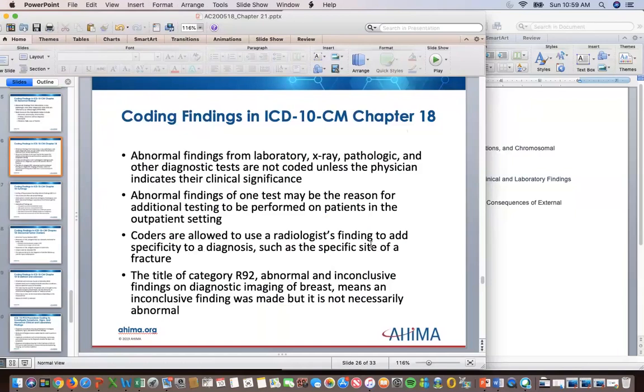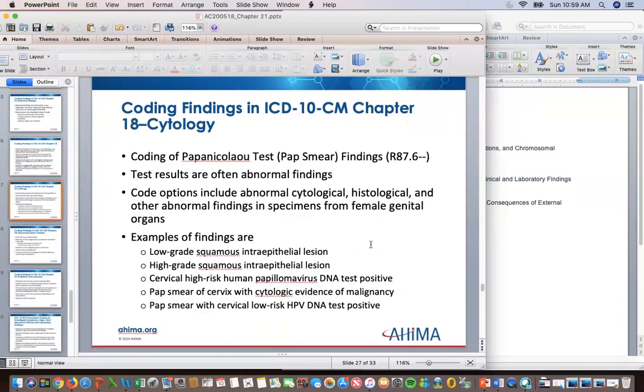The title of R92, abnormal and inconclusive findings on diagnostic imaging of breast, means an inconclusive finding was made, but is not necessarily abnormal. Again, someone may find something on a mammogram. Is it just a calcification? Does it require more testing, etc.? So they talk about the pap smear.